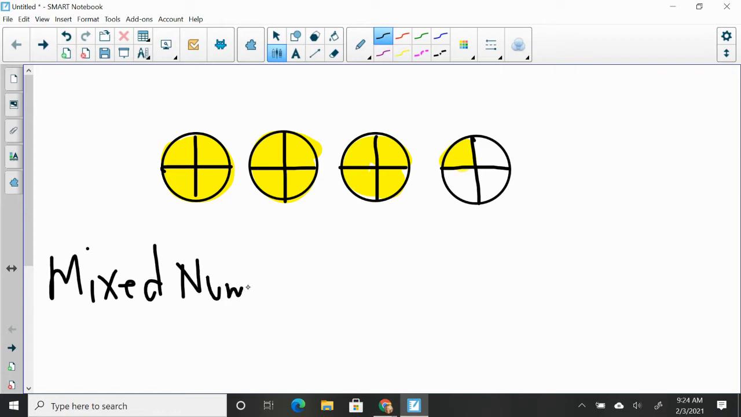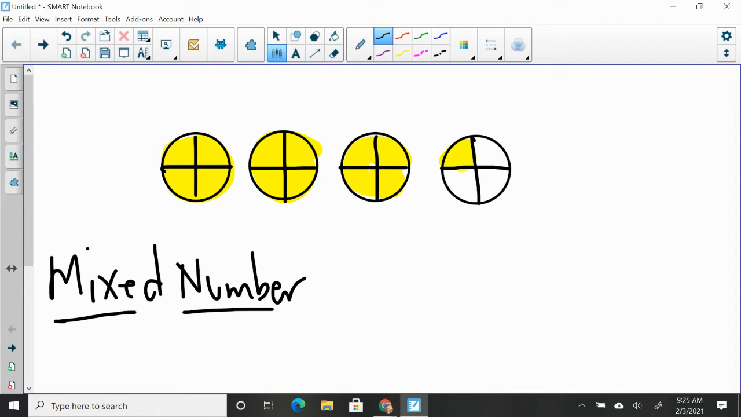Anyone? Mixed number is when you take fractions, but you have to like shade it in like whole ones. Yeah. And then leave a fraction. Yes. So a mixed number has both a whole number and a fractional part.